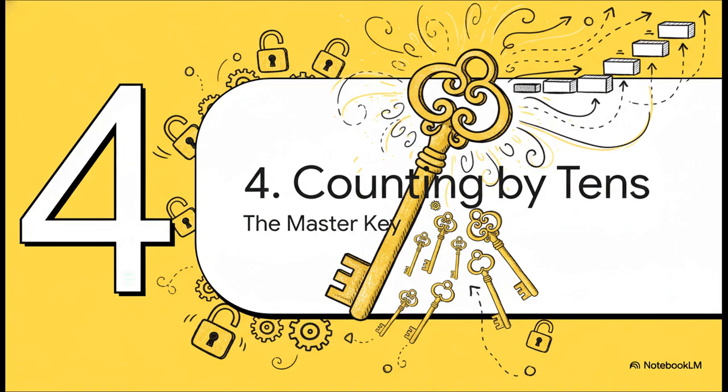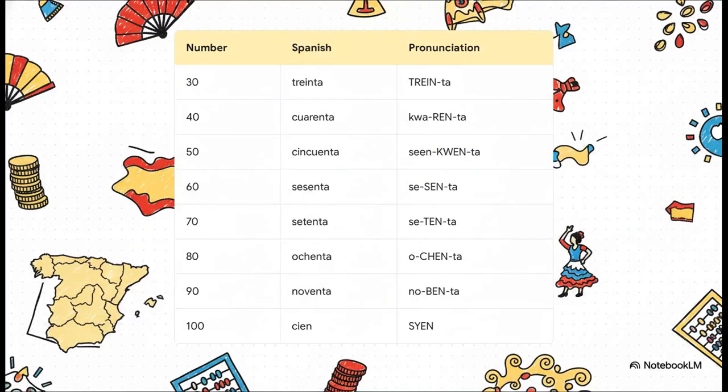All right, deep breath. We've arrived at the master key. No exaggeration. This next part is what unlocks basically everything else, all the way up to 99. And it all boils down to one simple, beautiful rule. Okay, first, we just need to add a few new anchor words to our toolkit. These are the tens. 30 is treinta, 40 is cuarenta, 50, cincuenta, 60, sesenta, 70, setenta, 80, ochenta, 90, noventa, and finally, 100 is cien.